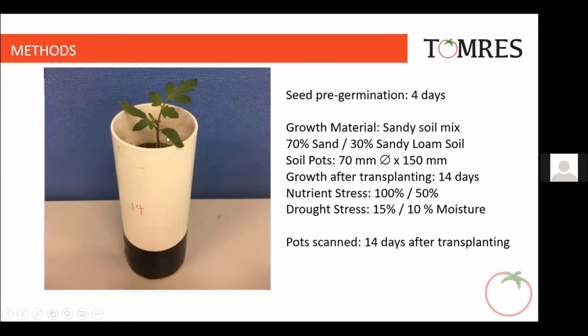And the reason is that we're really just at an early establishment growth stage, because if you grow them for much longer, the roots become pot bound, and pulling out a nice 3D architecture becomes much more complicated.